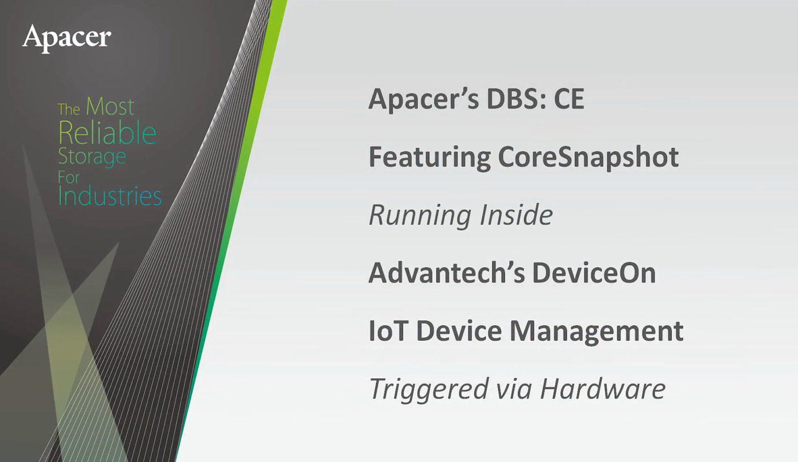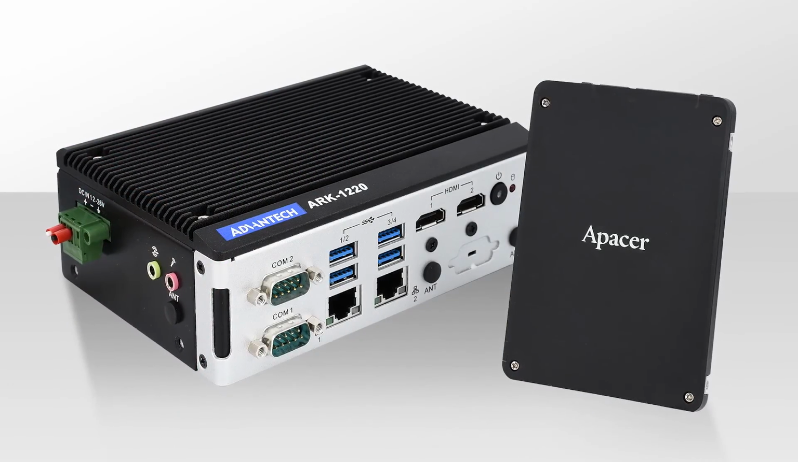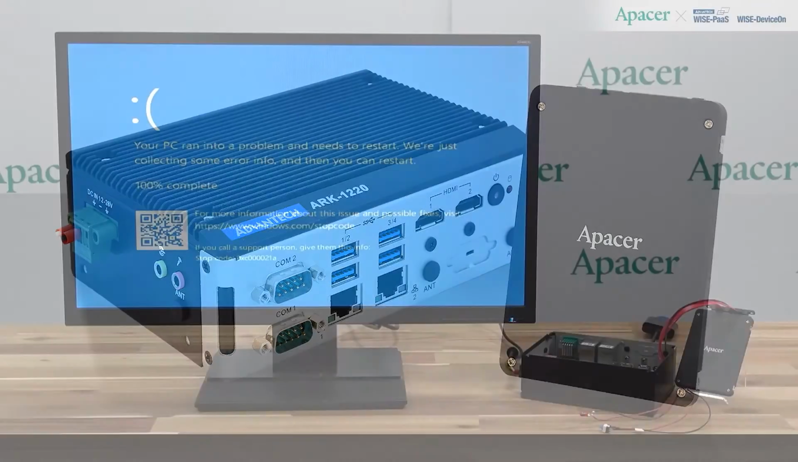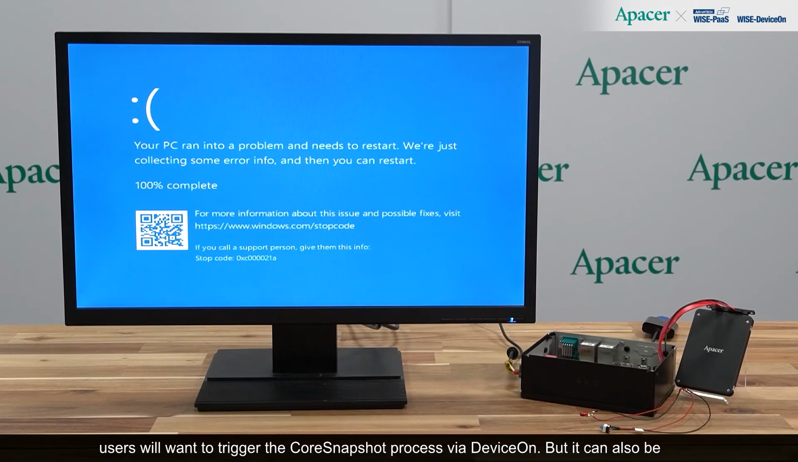Let's take another look at out-of-band recovery. In this case, it will be triggered by a hardware button. This time, DBS-CE is functioning inside Advantech's DeviceOn IoT device management software and running on an Advantech ARC1220 IPC. In many situations, users will want to trigger the CoreSnapshot process via DeviceOn, but it can also be triggered by a GPIO pin for OOB disaster situations. We're going to demonstrate this second method today.